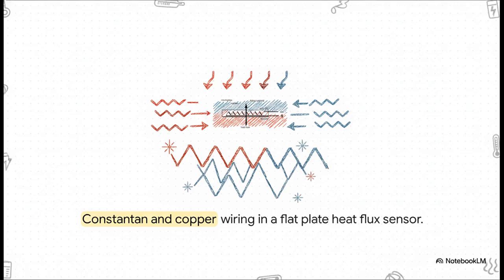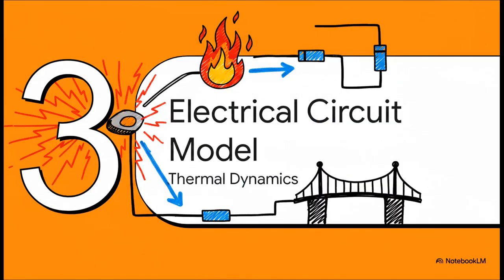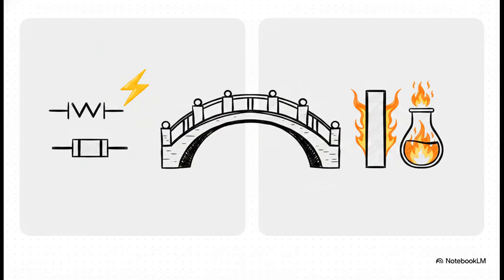And that difference self-generates the measurable voltage output we just talked about. It's brilliant. All right, section 3, the electrical circuit analogy. Let's make sense of these thermal dynamics. So how do engineers actually figure out how fast these sensors will react to, say, a sudden massive blast of heat? Well, they build a conceptual bridge.